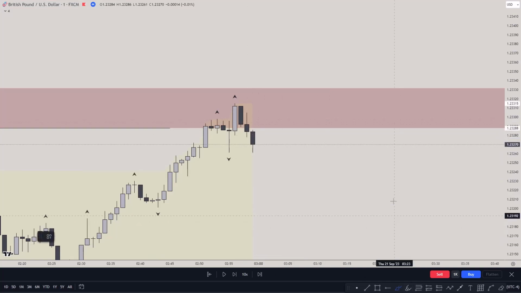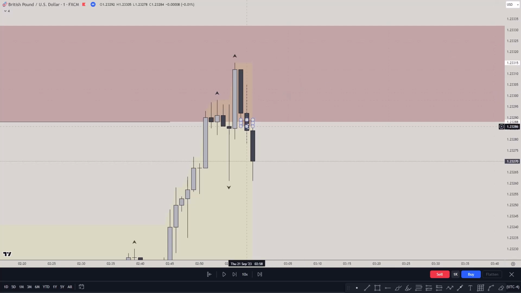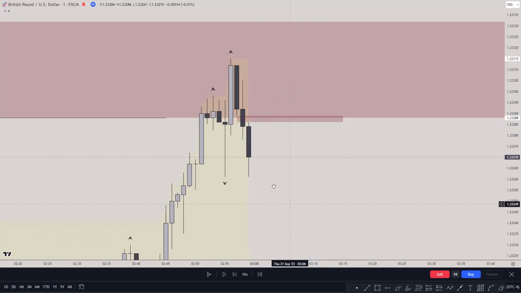You could simply enter with just the first fair value gap to be presented, or you could wait for a change of character, or you could wait for a fair value gap aligning with a breaker block, or you could wait for all three together: market structure shift, fair value gap aligning with a breaker block. But mainly my main entry is the fair value gap. So we can see a very small fair value gap right here. This can be my entry.